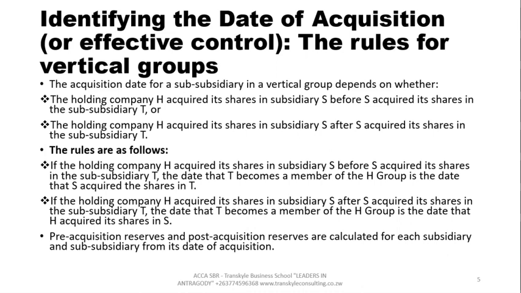In another situation, if the holding company H acquired its shares in subsidiary S after S acquired its shares in the sub-subsidiary T, the date that T becomes a member of the H group is the date that the holding company acquired the shares in S. That's very simple. Pre-acquisition reserves and post-acquisition reserves are calculated for each subsidiary and sub-subsidiary from its date of acquisition. So, ladies and gentlemen, let us get to grips with these rules with an example.